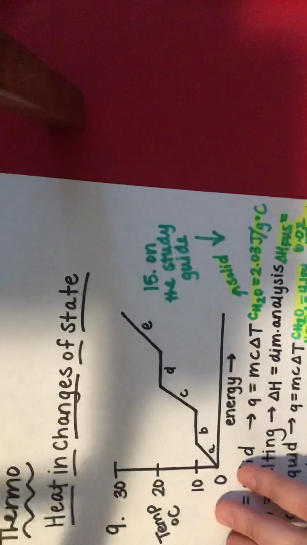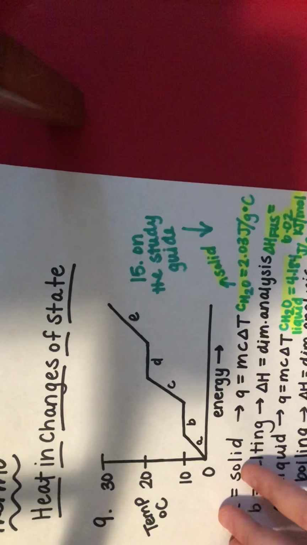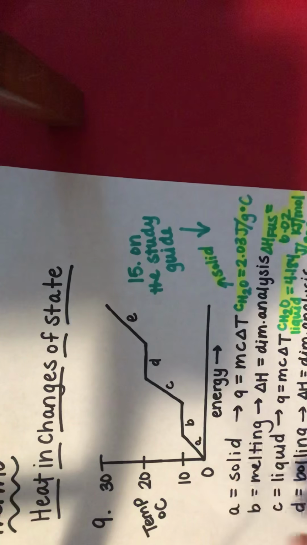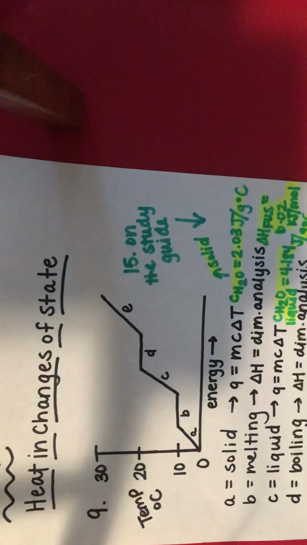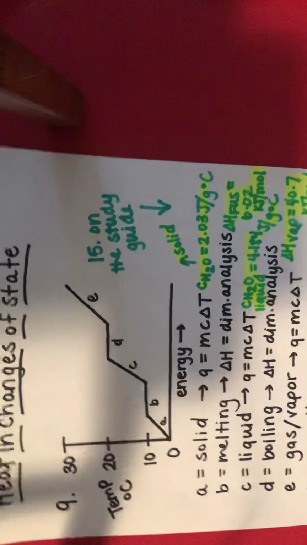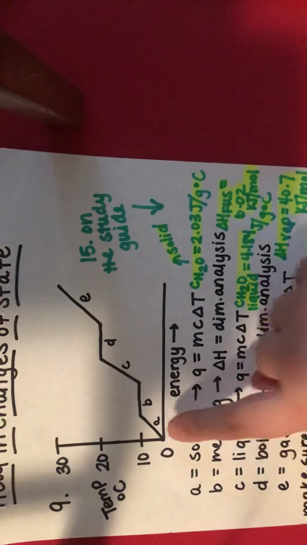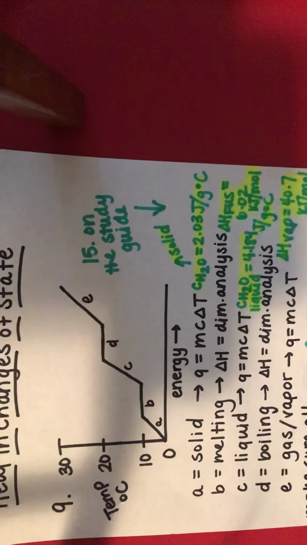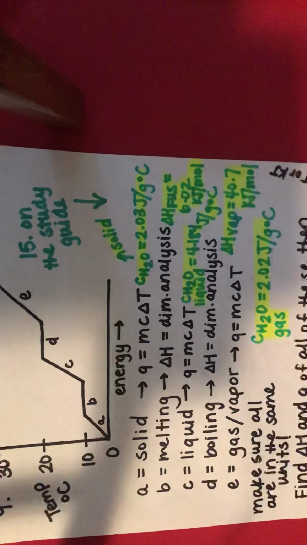On to the heat and changes of state one, just because I know a lot of people also had questions on this, and I'm just going to basically explain it. When you have the heat and changes of state problem, you're basically going all the way from A to E on the heating curve. So that's why I made this.